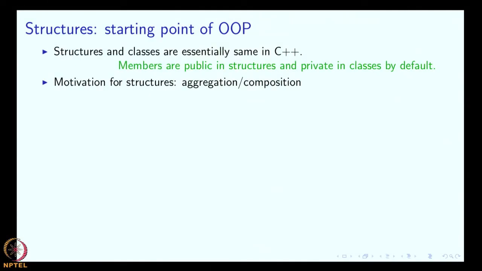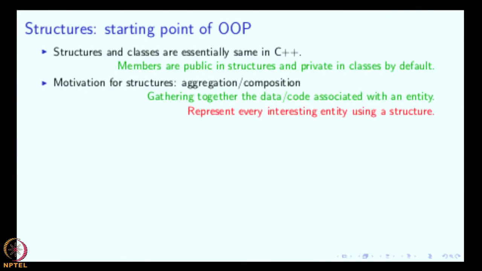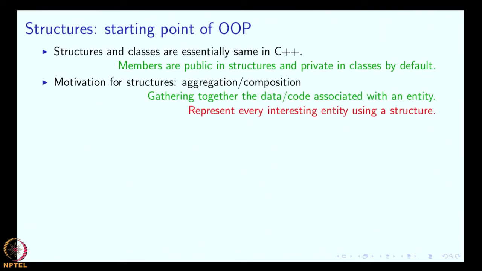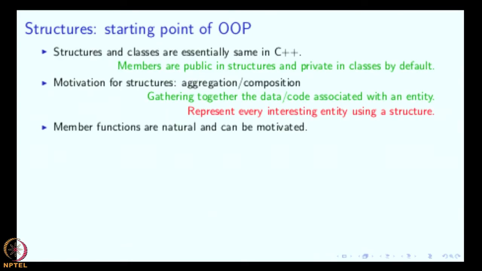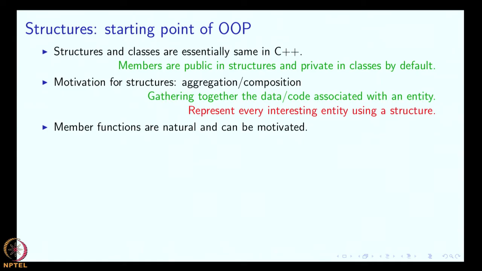Structures are a starting point of object-oriented programming, and you should just about state that structures and classes are essentially the same in C++. Okay, there is only a small difference between the two things, and the motivation for structures is aggregation or composition, which is really an OOP idea, gathering together data or code associated with an entity. And from a programming philosophy point of view, what this is going to say is that you should represent every interesting entity using a structure. This is kind of the OOP principle. Member functions are natural and can be motivated.